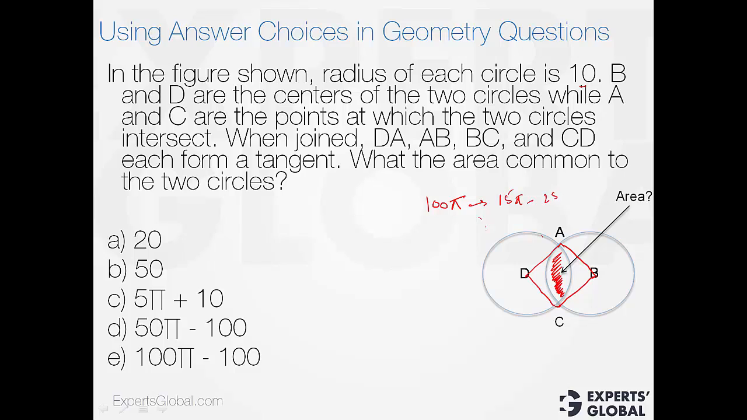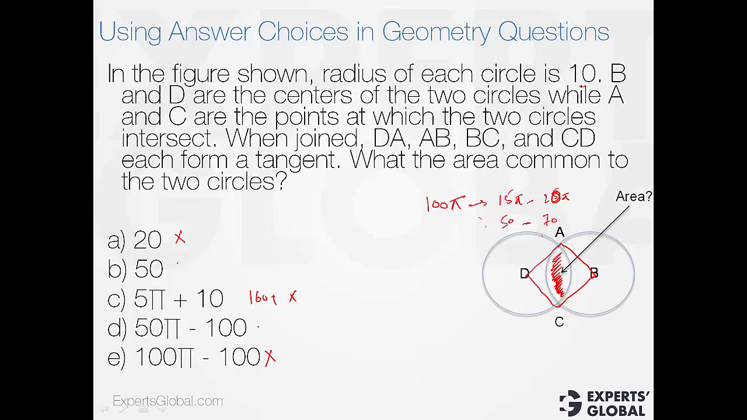It's definitely not 25%, less than that. So 20 pi. 15 pi would be roughly 50, and 20 pi would be roughly 70. So my answer has to be between, say, 50 and 70. Now let's look at the answer choices. 50 to 70, 20 can go. 50 pi would be like 160 plus. This can go. 50 pi minus 100 is around 50, 60. This is in the range. This can stay. 100 pi minus 100 would be above 200. This can also go. So we have three options eliminated.